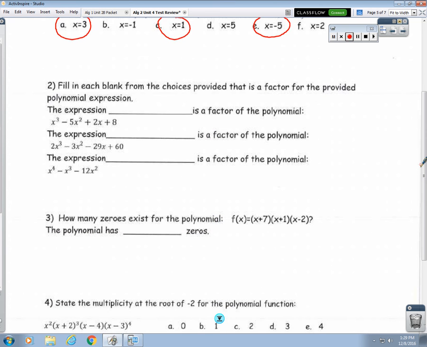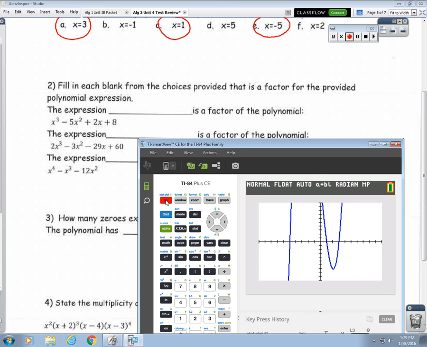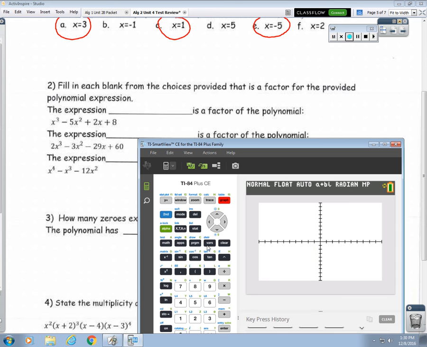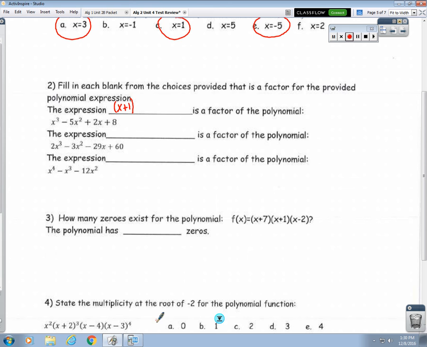Alright, number 2. Fill in each blank from the choices provided that is a factor for the provided polynomial expression. Alright, so what would you do here? Graph it, because you're trying to figure out the factors. So y equals x cubed minus 5x squared plus 2x plus 8. Okay, how many zeros does it have? 3. So this zero is at -1, right? What's the factor for that? X plus 1. When you write them as factors, you have to write them with the opposite sign.